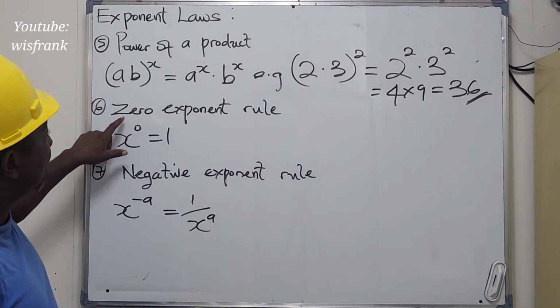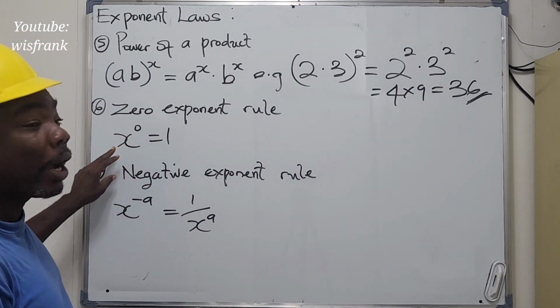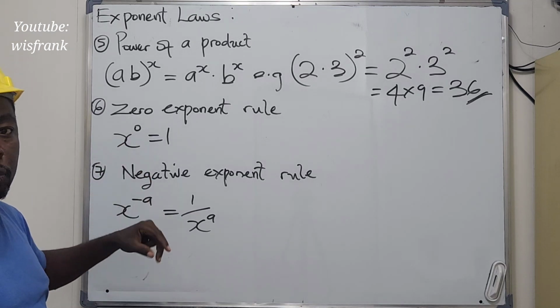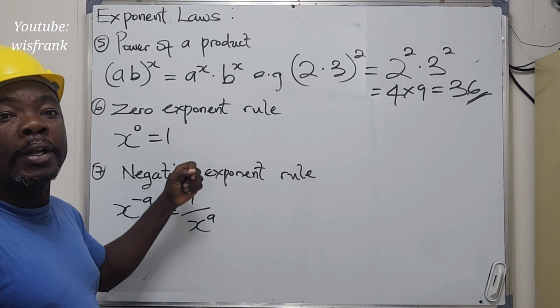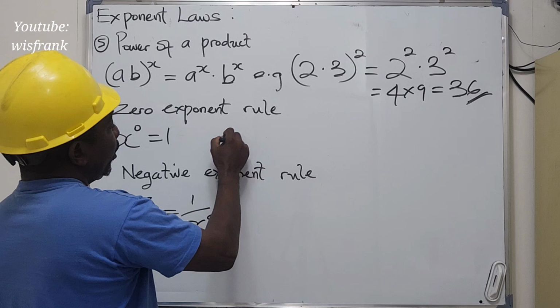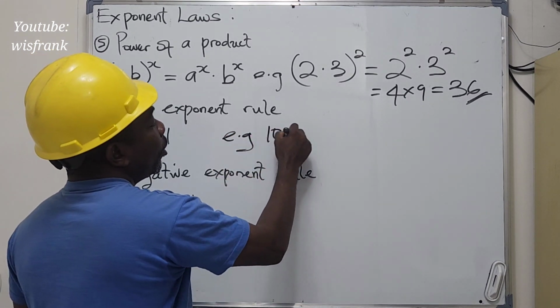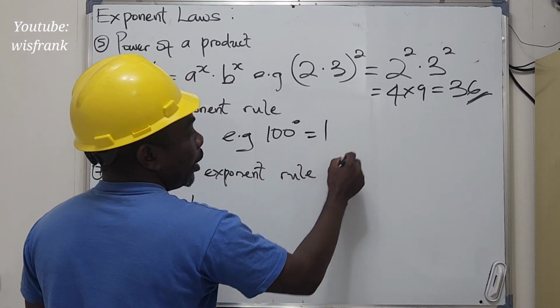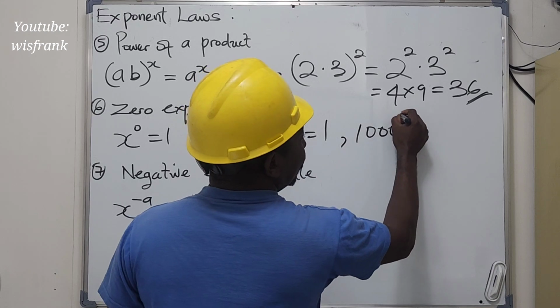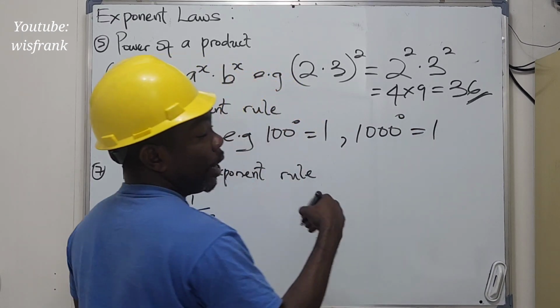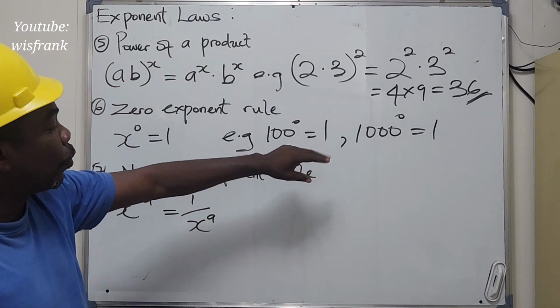The next one is the zero exponent rule. When we have x to the power of 0, it equals 1. We all know that anything raised to the power of 0 equals 1. For example, if you have 100 raised to the power of 0, it equals 1. If you have 1000 raised to the power of 0, it equals 1. So anything raised to the power of 0 equals 1.